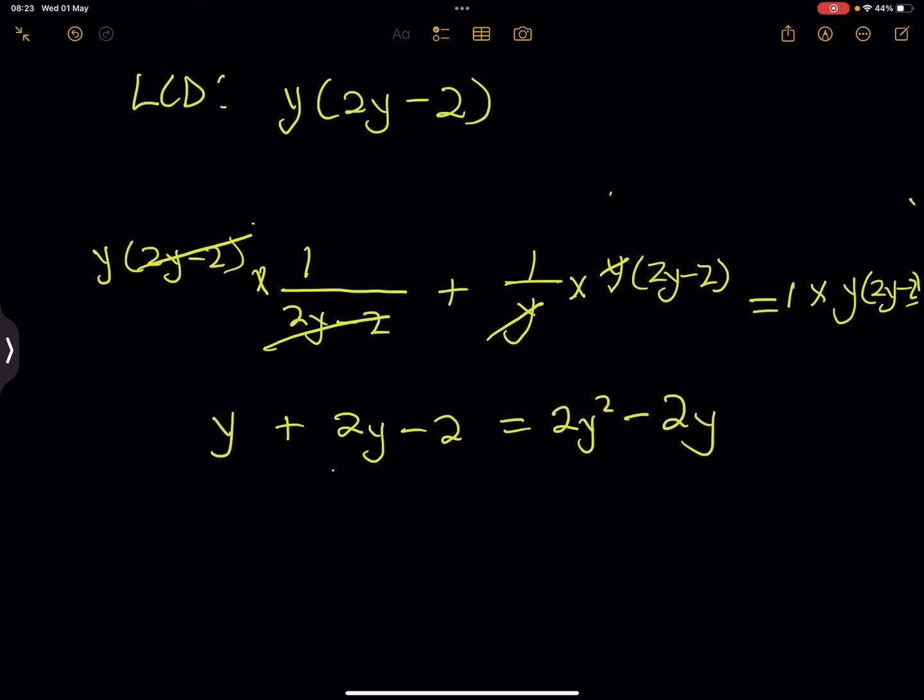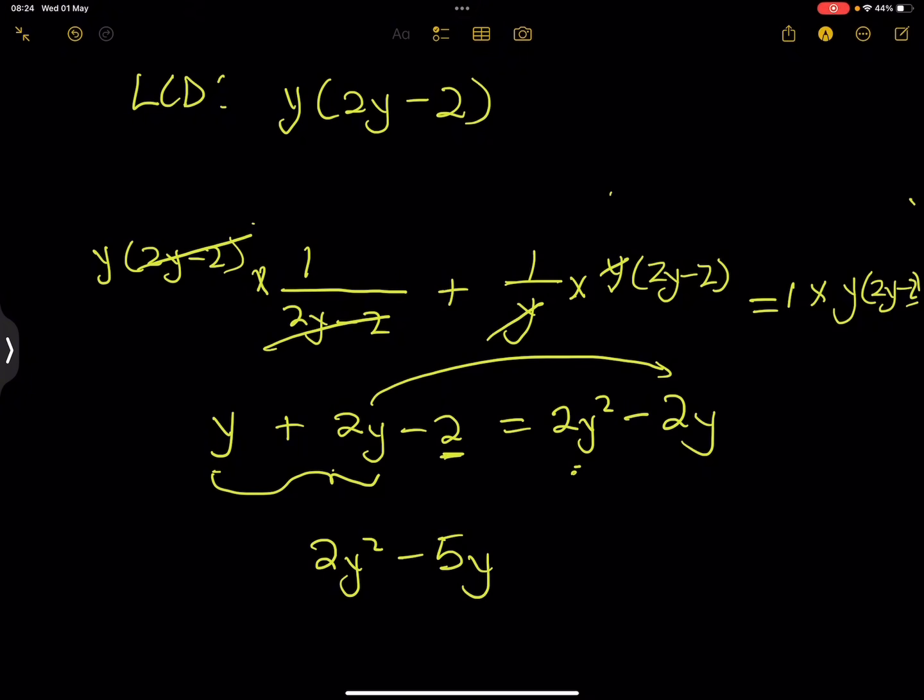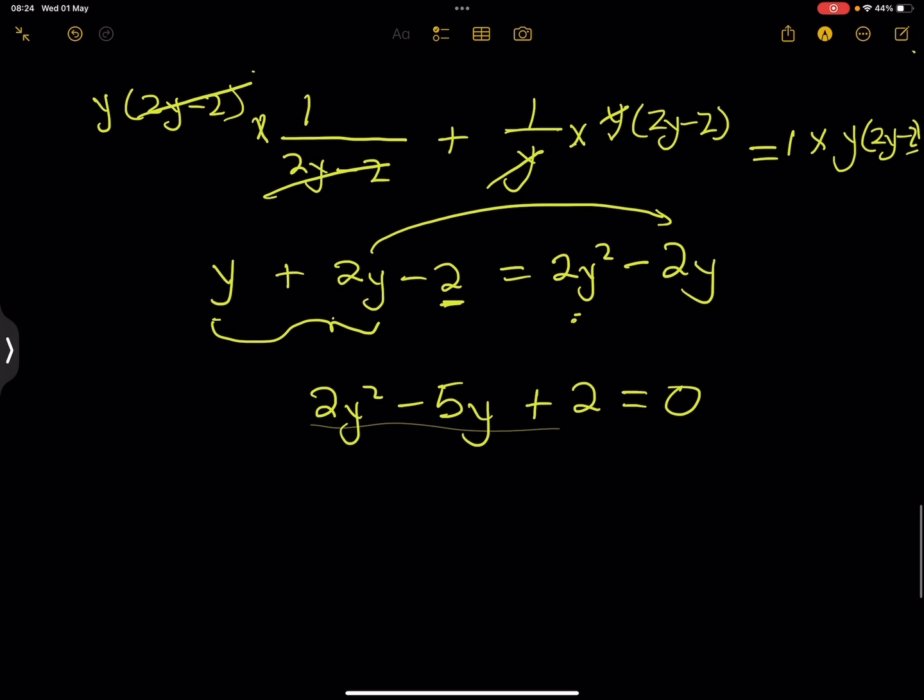All right, now let's try to simplify as much as we possibly can. I'm going to leave this side. I'm going to take the 2y to the other side. In fact, I've got 3y on the right-hand side, that's y plus 2y. So I'm going to have 2y squared minus 2y minus 3y, which gives me minus 5y. And we've got that constant term, which is minus 2, but that has to be now plus 2, and this will give us 0.